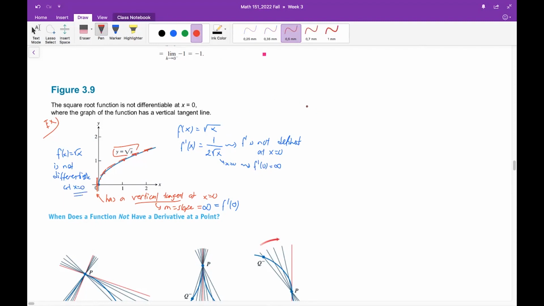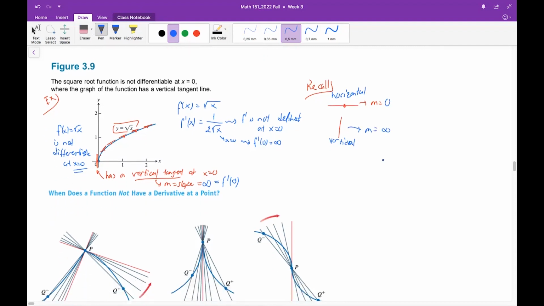Maybe a very quick recall for you. If a line is horizontal, if the tangent line is horizontal at some point, then its slope is 0 for horizontal lines. If you have a vertical tangent line, this is a vertical line. For vertical lines, we have infinite slopes, okay?